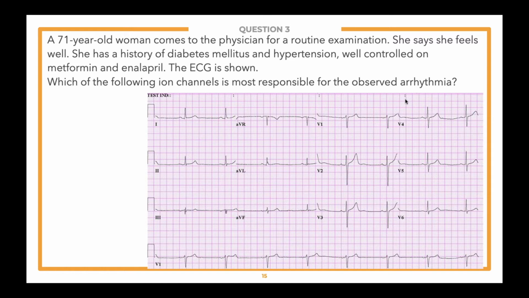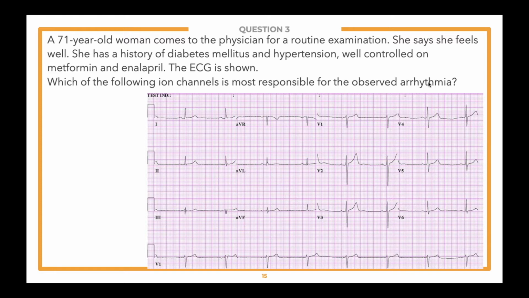Which of the following ion channels is most responsible for the observed arrhythmia? I'll give you a few moments here to respond in the question box and let us know how many steps you believe this question will require, and then we'll read that vignette. All right, I see some responses coming in. Let's get into that vignette.